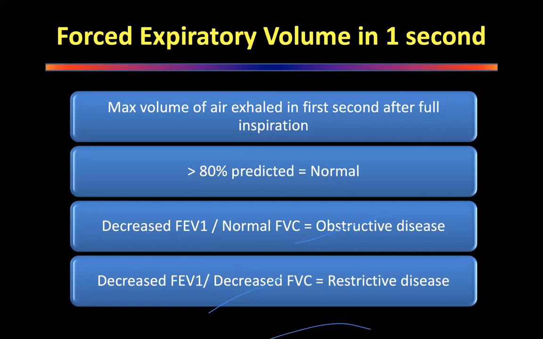FEV1 usually gets decreased because you try to blow out and something blocks it, but the rest of the lung is okay. So the problem is not in the parenchyma of the lung. The problem is in the outlet of the lung. That is obstructive disease. So decreased FEV1 but normal FVC is obstructive disease. A decreased FEV1 and decreased FVC means that the parenchyma is affected. The lung is not able to expand. It cannot take in air, hence you cannot blow out air. The elastic recoil of the lung is lost, and when you lose elastic recoil, both of them go down, as a result of which you get what is called a restrictive disease.